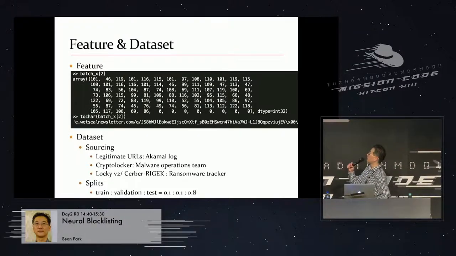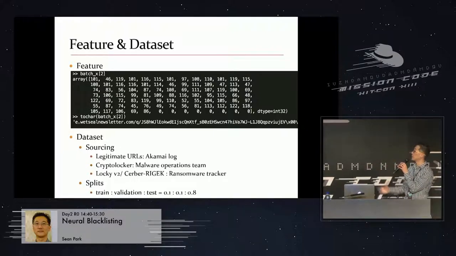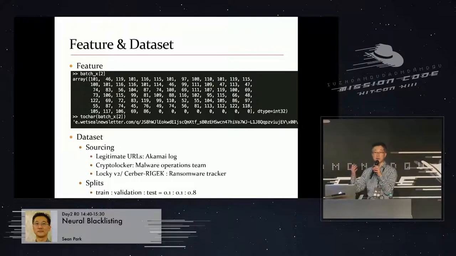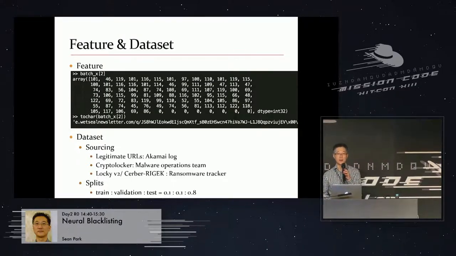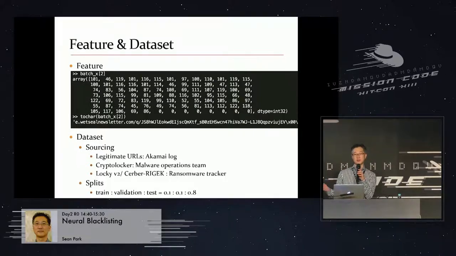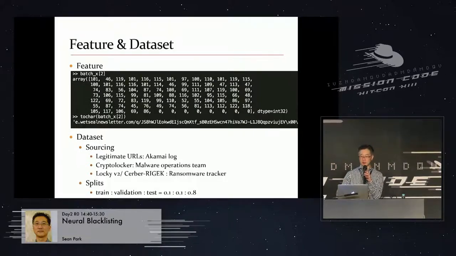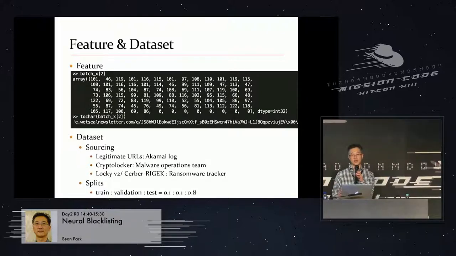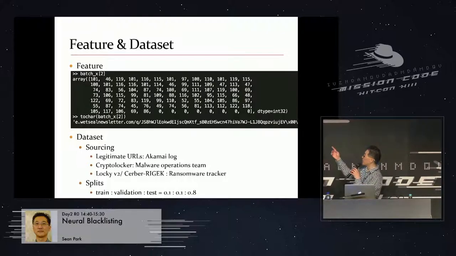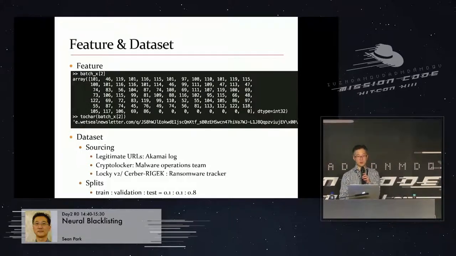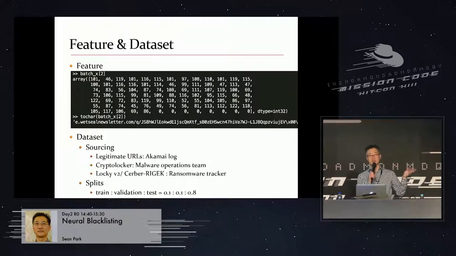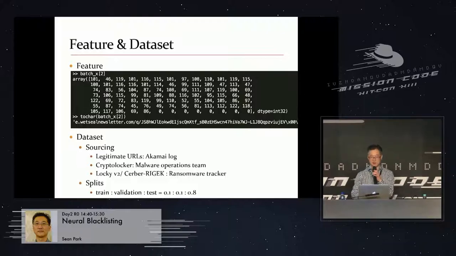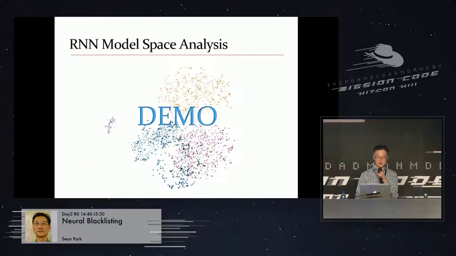And the data set I have used was all sourced from either EchoMyLog, our mail operations team, or the ransom record tracker. I've used a very small percentage of the samples for the training, only 10% of all the URLs. I've got about 40,000 URLs in total, and I've used only 10% of that for training.